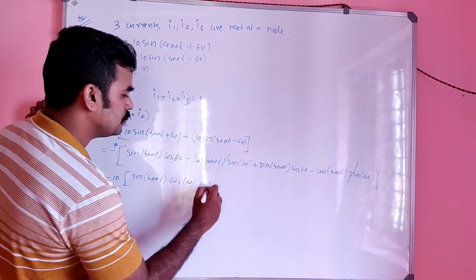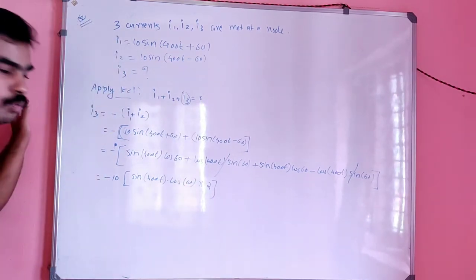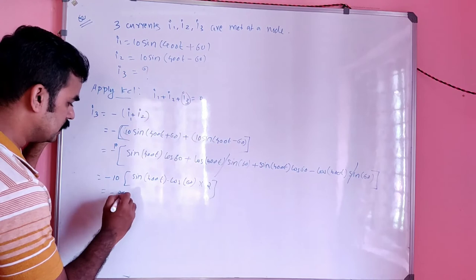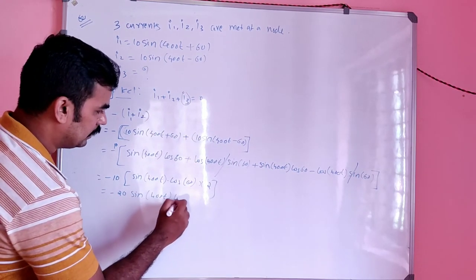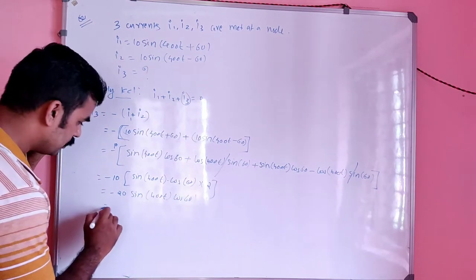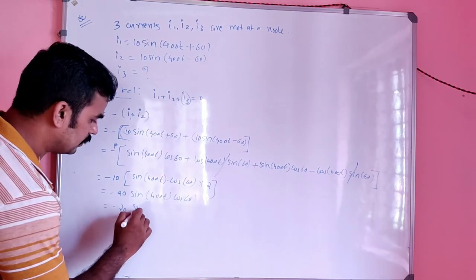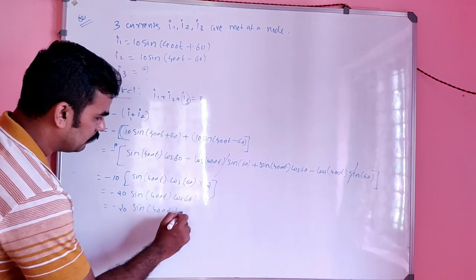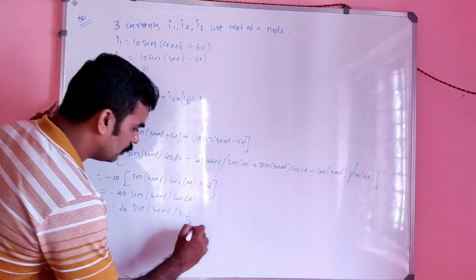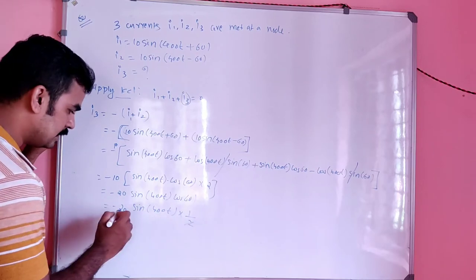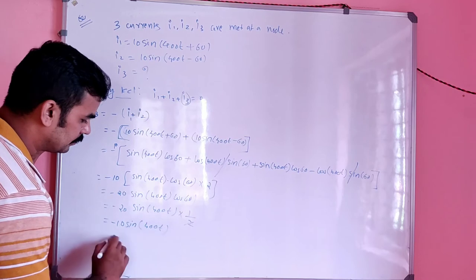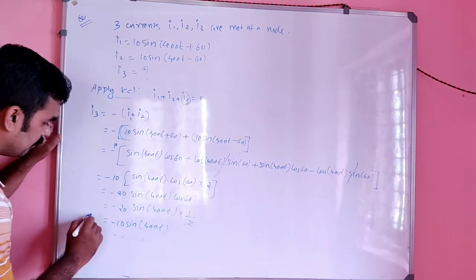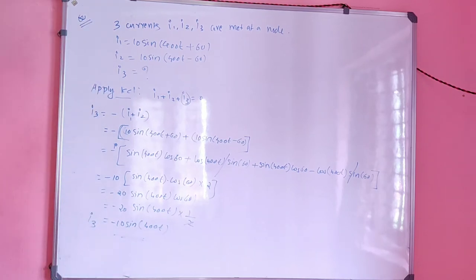That too for two times, right? So it will be minus 20 sin 400t cos 60. What is cos 60? Nothing but 1 by 2. So this and this will be cancelled: minus 10 sin 400t. So this is the value of I3. Minus 10 sin 400t.